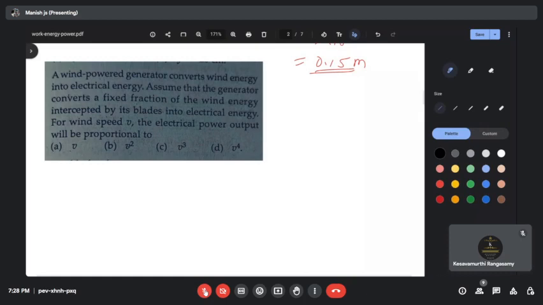Anybody know the formula for power in terms of speed? Any idea? Otherwise, I can show you how to derive it also, because it's that kind of an approach. Does anybody remember the formula that relates power, velocity, or speed and force? Yes.